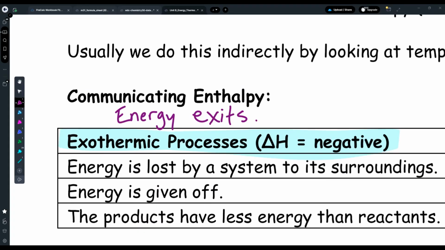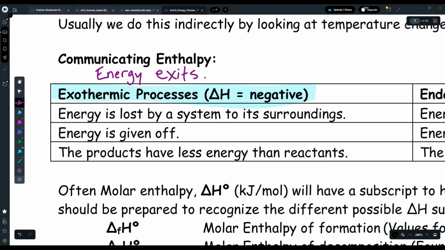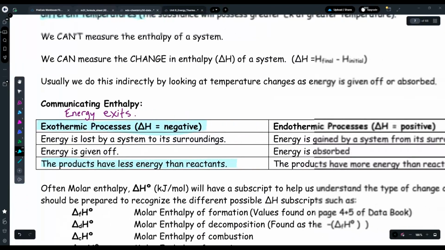Since energy is exiting for an exothermic process, that's why change in enthalpy is going to be negative, because you're losing energy. The energy is lost by a system to its surroundings, energy is given off, and the products are going to have less energy than the reactants. This is going to become important, especially once we get to potential energy diagrams.